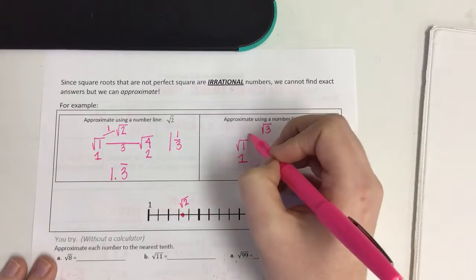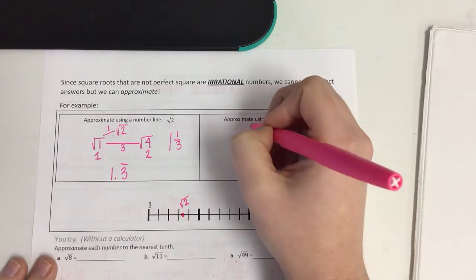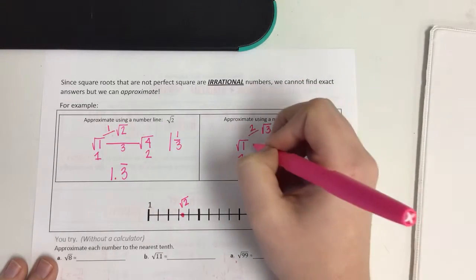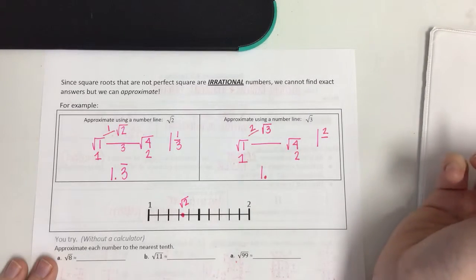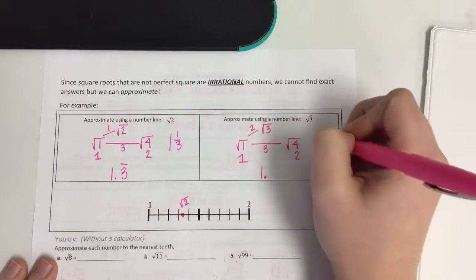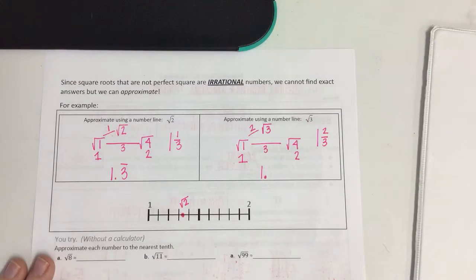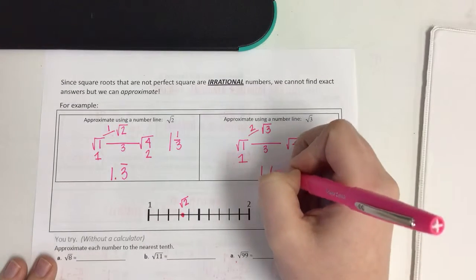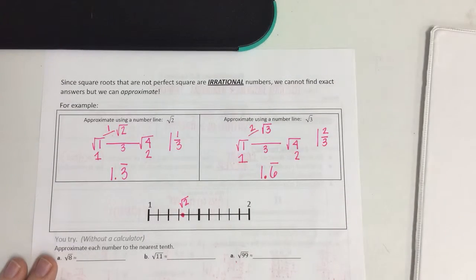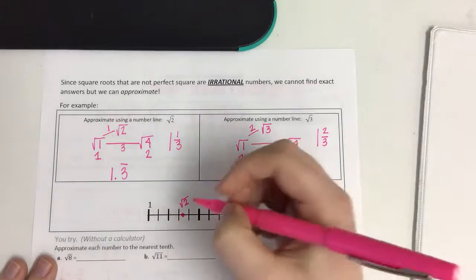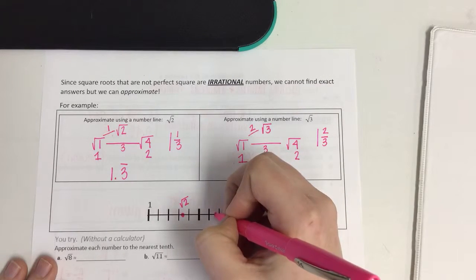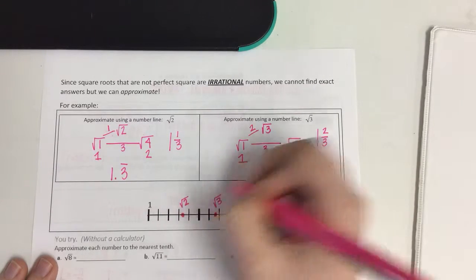My numerator is my distance between 1 and 3, which is 2. My denominator is going to be my distance between 1 and 4, which is 3. So I get 1 2/3, which is the same thing as 1.6 repeating. So if I find that on my number line, I have 1.5 is in the middle. So I have 1.6, 1.666, and so on is going to be about right in here, square root of 3.